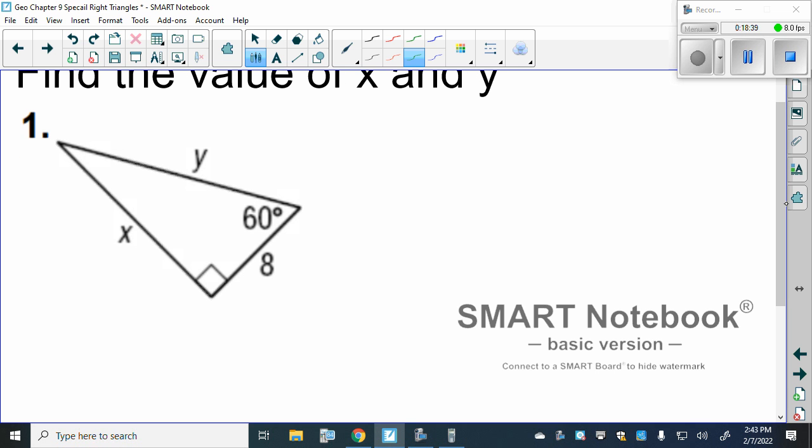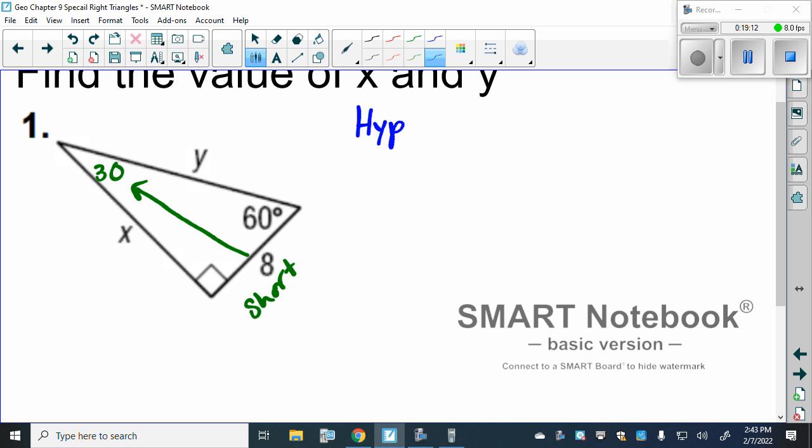Now, looking at this one here, this would be a 30, 60, 90. And the reason we know it's a 30, 60, 90 is, well, they gave us a right angle and an angle of 60 degrees. So the other has to be 30. Now, when we look at these here, guys, we need to determine what side we're given. So 8 is opposite which angle? 30 is the short side. So that means this is the short side length.